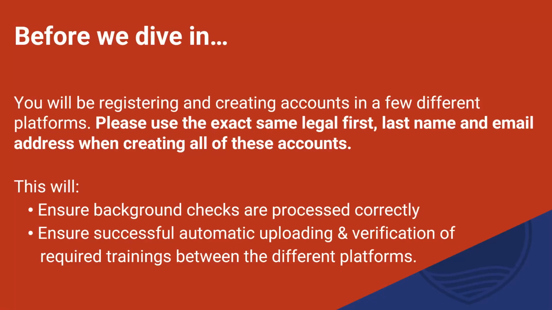A note before we begin. Particularly for our new adult participants, you will be asked to create accounts in a few different platforms: Sports Connect, the U.S. Soccer Learning Center, and/or the Center for Safe Sport. Please use the exact same legal first name, last name, and email address when creating all of these accounts. This will ensure that background checks are processed correctly and that automatic approval of required trainings between the different platforms will happen.